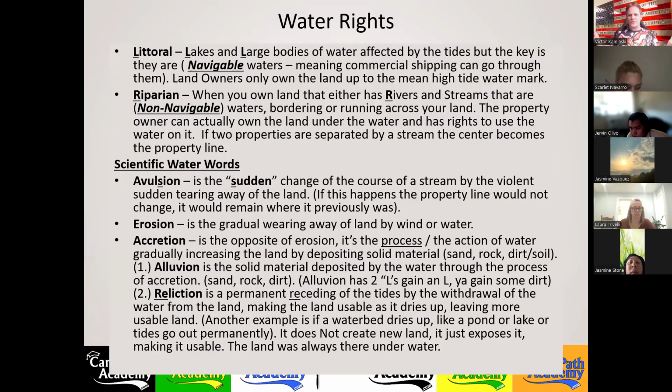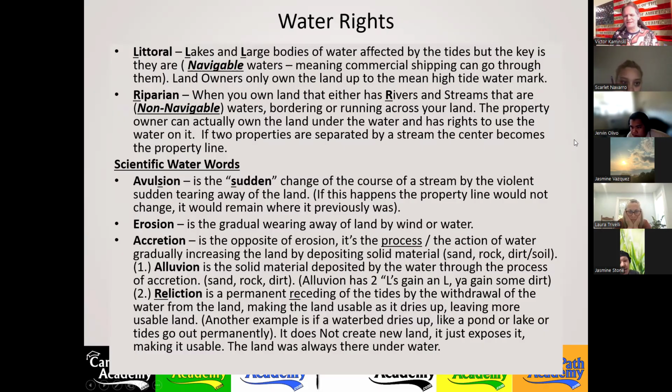So here's a slide for you to take a picture and screenshot of. It gives you all the definitions about water rights, which can be quite confusing and you will need to study because they will be on both exams. You need to know what littoral and riparian is. You need to know the words avulsion, erosion, accretion, alluvion, and reliction. I told you these exams are mostly terms and definitions. These are your water rights ones.